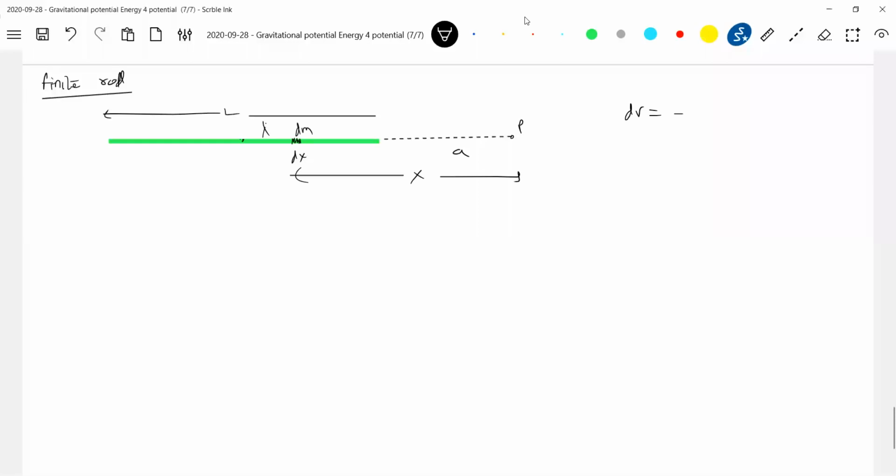dV is equal to minus. There's a rod, I don't know its potential, but do I know it for a point mass? I'll assume this rod is made up of such point masses. If I add up all the point masses, I'll get a rod. So what is the potential due to a point mass? Minus G, what is the mass of that element? dm at a distance x. So what is dV? Minus G lambda dx.